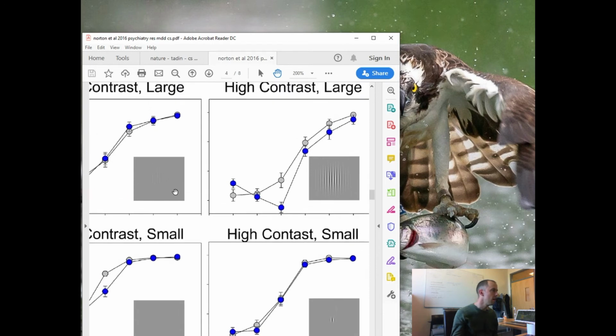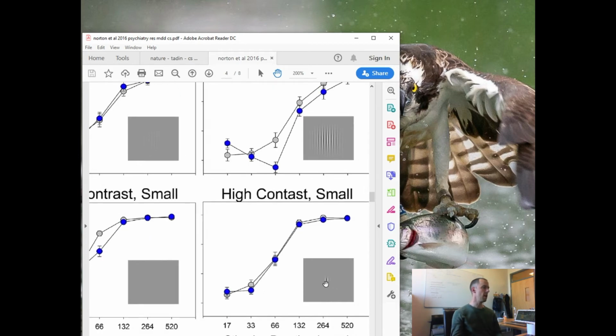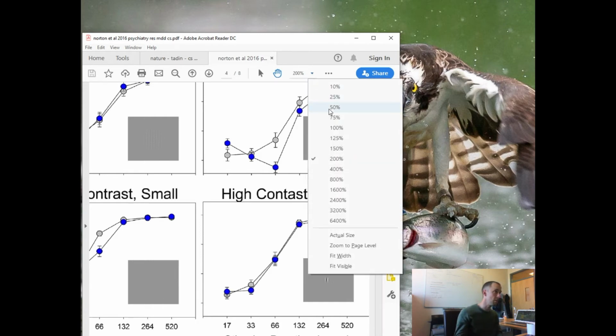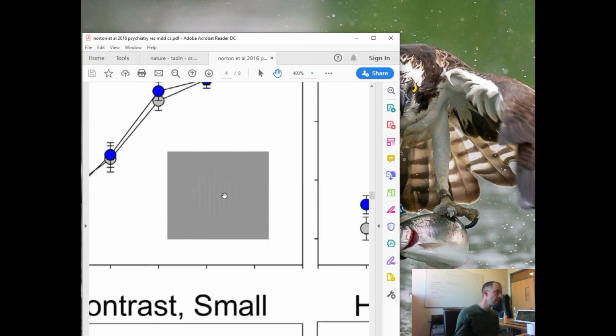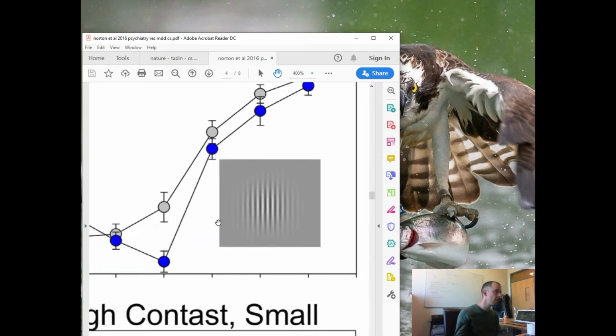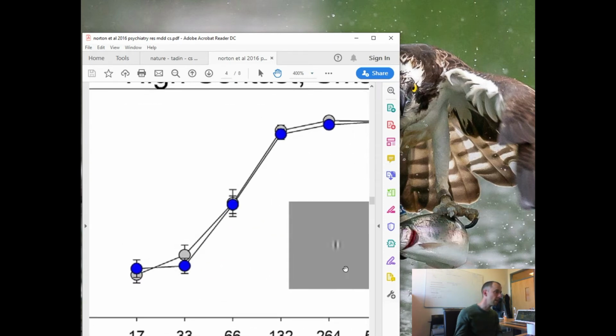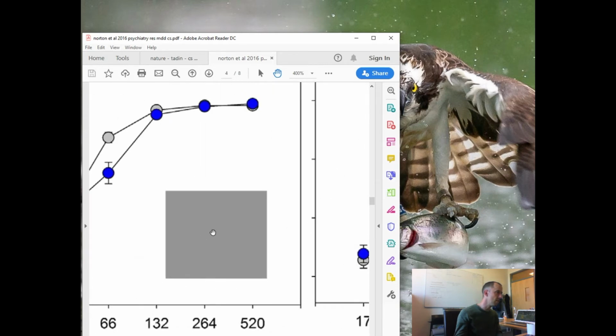You see? Here, this would be a high contrast stimulus, and this would be a low contrast stimulus. Can you barely even see it, right? And this would be a high contrast small stimulus, and this would be a low contrast small stimulus, which again you can barely see. Let me double the zoom. So you can see that's very faint, and this is very high contrast. Now here, this is high contrast, and this is very, very faint. You can barely even see it.